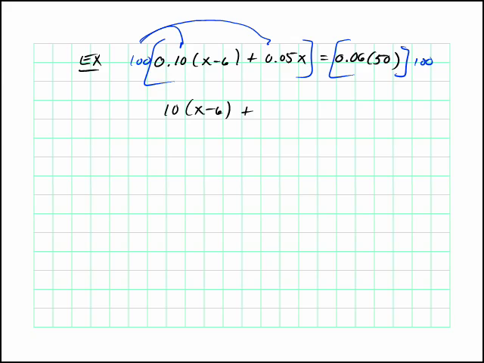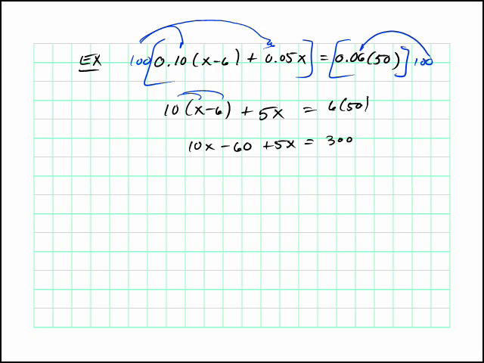100 times 0.05 is 5x. And on the right side, we've got 100 times 0.06, which is just a 6, times 50. Okay, all the decimals are gone. I'm now going to distribute the 10 here. 10x minus 60 plus 5x. On the right side, 6 times 50 is 300.